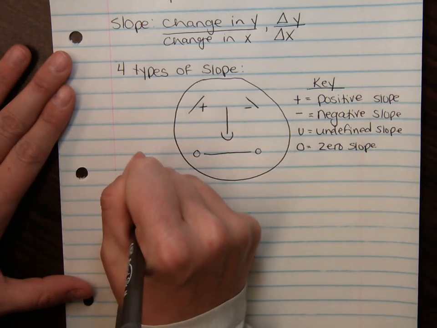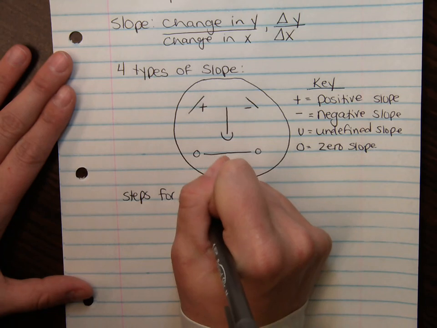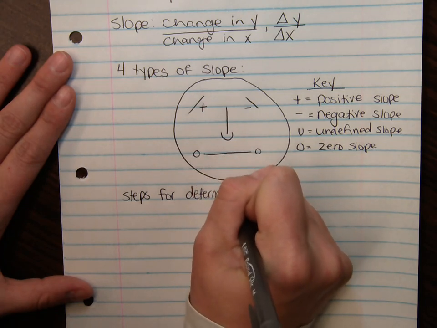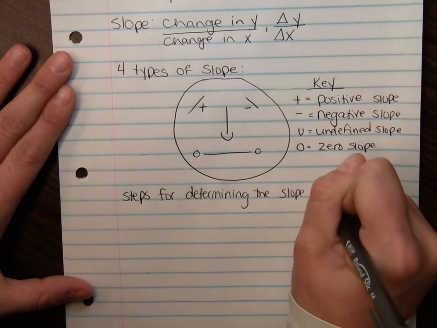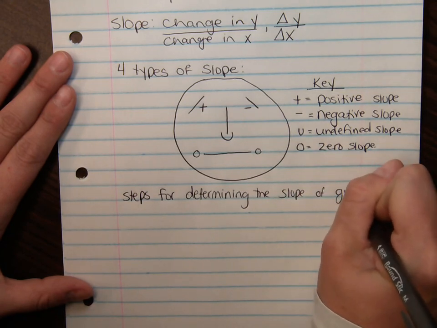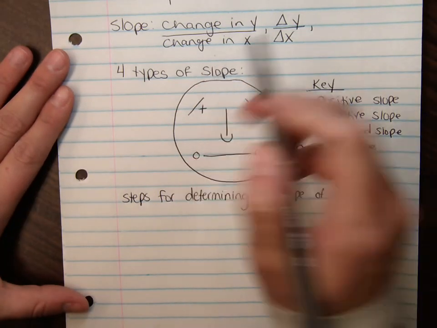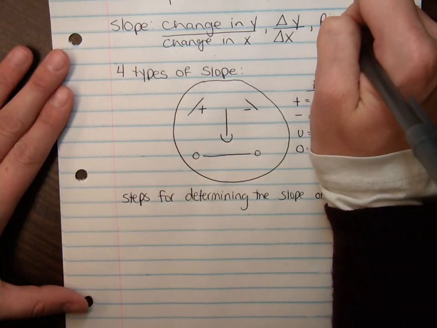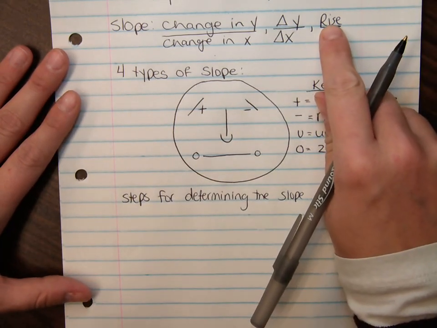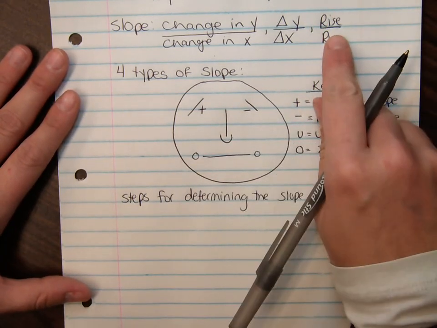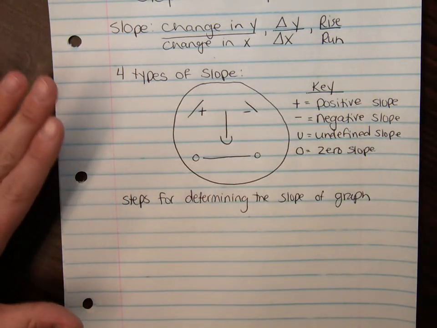Okay, so we're going to write down some steps for determining the slope of a graph. One thing I forgot to add up here, slope is the change in y over the change in x, but we can also say it's rise over run, because remember, on a coordinate plane, rise going up and down is your y-axis, and running going left and right is your x-axis.